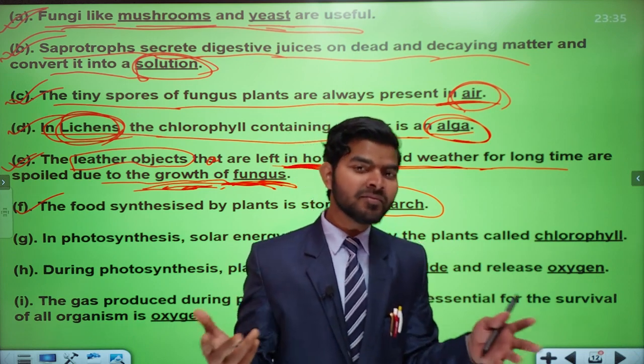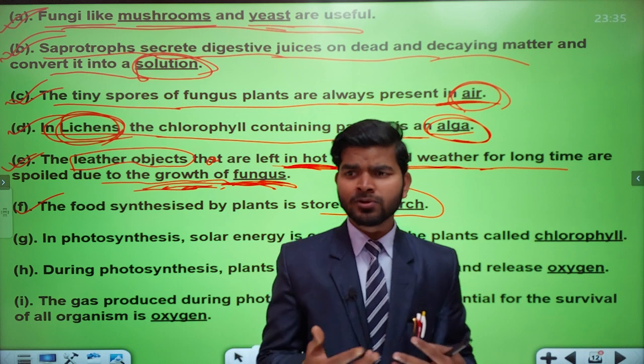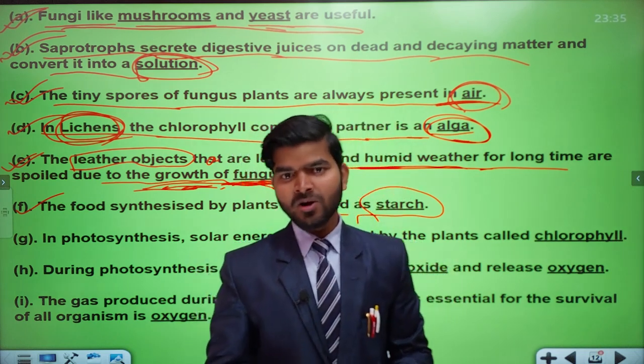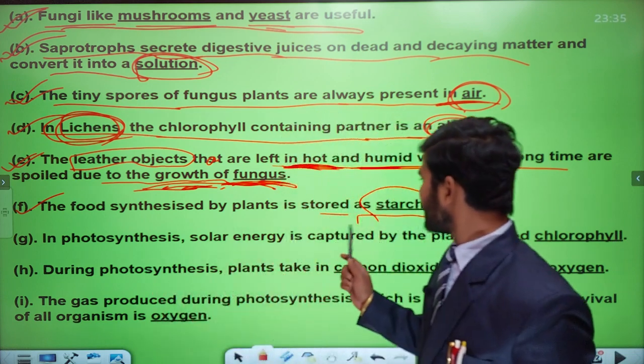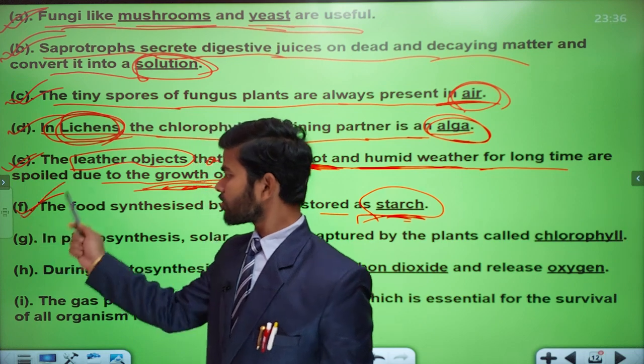Some glucose is maybe absorbed by the plants in order to get energy. But then the glucose is finally converted into starch in order to store it as food in the leaves. All right, so here starch is the correct answer. You must write this one in your copy.